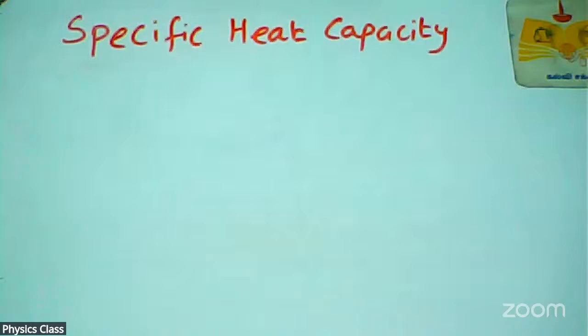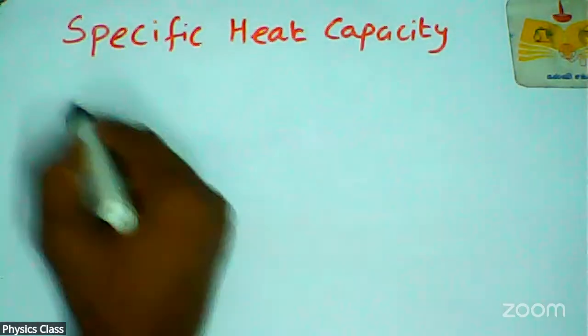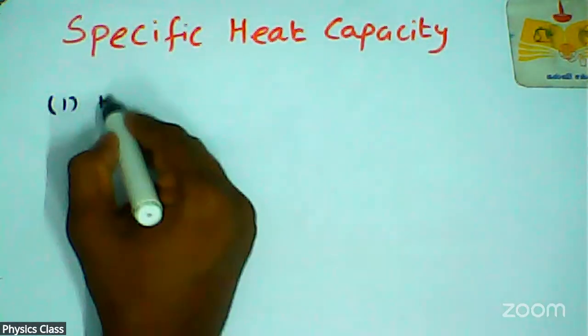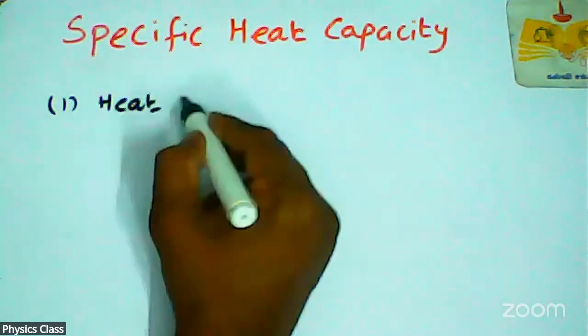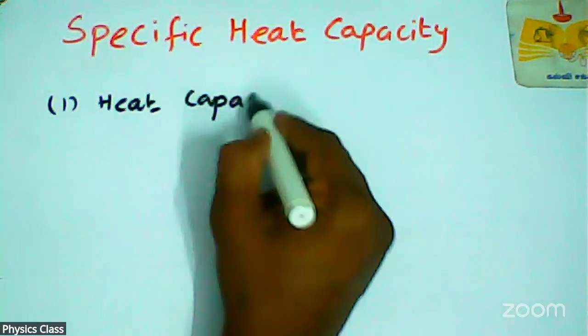So today we are defining three closely related but distinct ways to measure how a substance handles heat. Let's start with the broadest concept. First one, heat capacity.